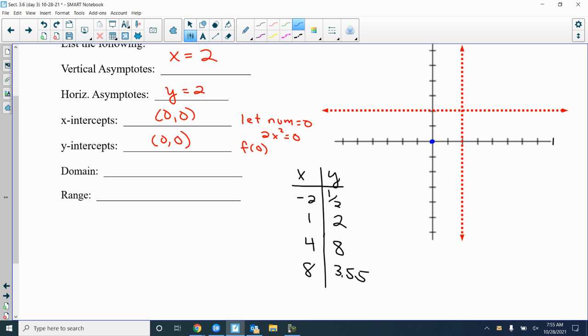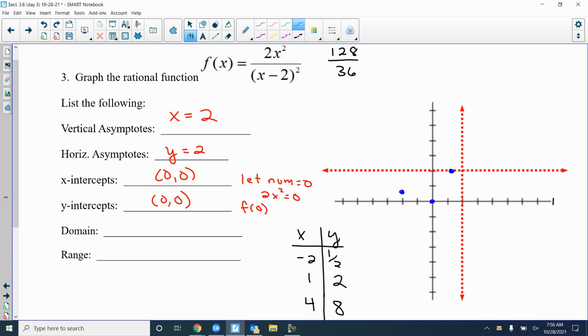All right, let's graph those points. Negative 2, 1/2 is right here. 1, 2. All right, we have talked repeatedly, and we'll keep talking. It can hit the horizontal asymptote. What does it do right there? It hits the horizontal asymptote. Okay, that is fine. All right, 4, 8 will be up here. And then 8, what is it? 3.55. All right, go ahead.